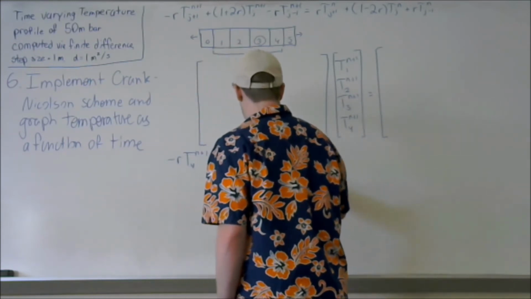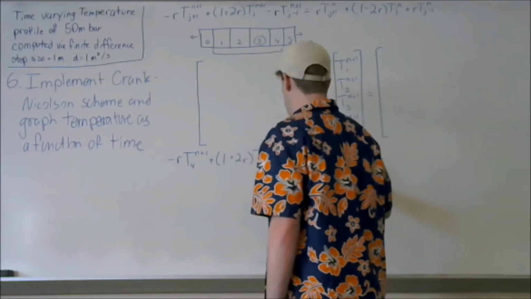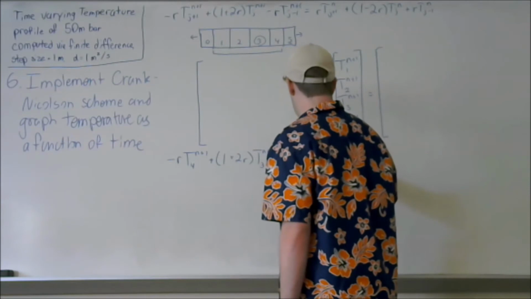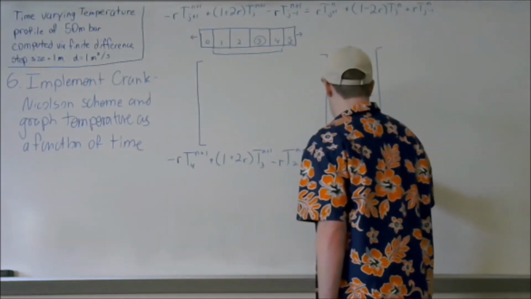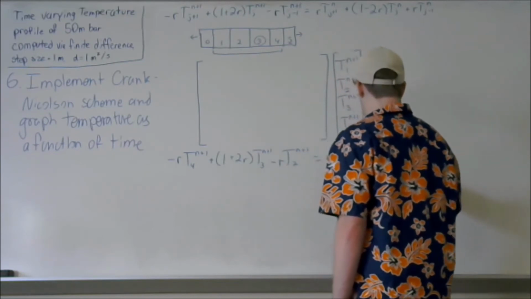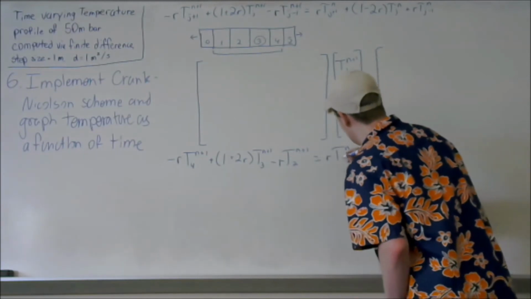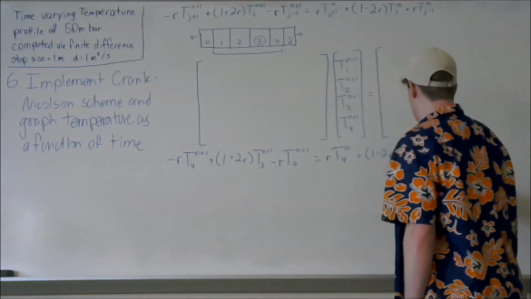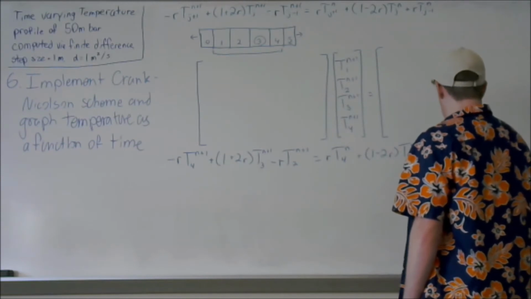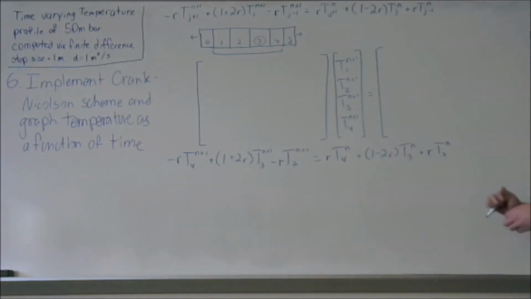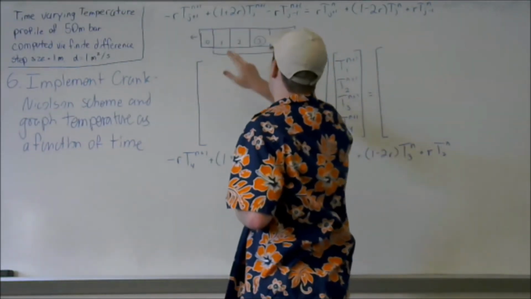4, there we go. 3 n plus 1 minus r t 2 n plus 1 is going to equal r t 3 at n plus 1 minus 2r. Again, I did it again. That's 4 t 3 at n plus r t 2 at n. Just like that. So what I have done is I've replaced all the j values here with 3's.